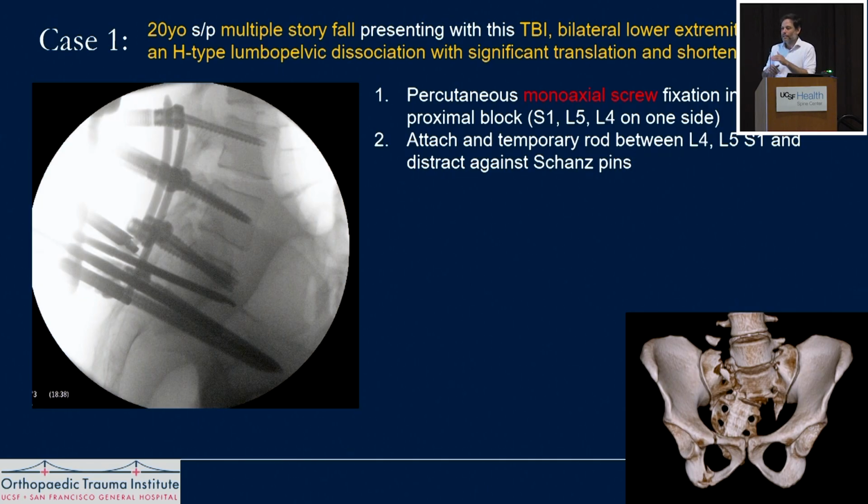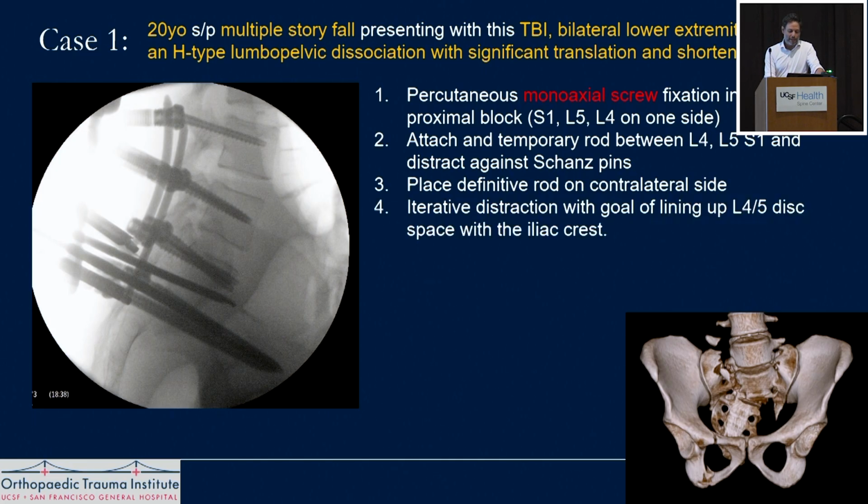And I can't overstate the importance of monoaxial screws for this, because as you're doing your reduction, you don't want to lose any of your traction, any of your force through the polyaxial screw interface. And so especially in trauma, the monoaxial screws can actually be pretty powerful. And then with one side locked between L4, L5, and S1, you can distract against the Schanz pin, so another sort of proxy for monoaxial fixation into the pelvis. And then you work to get as much length as you can, put the rod on the other side to secure it, and then you iteratively distract.